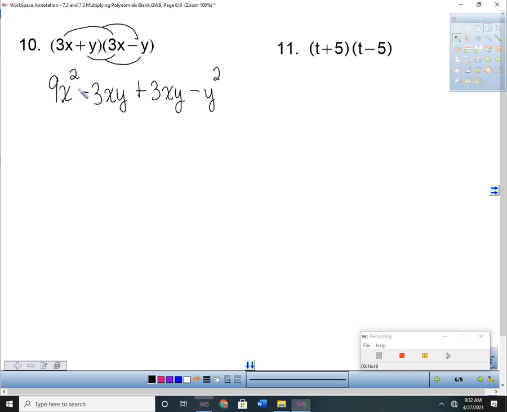So again, these all have a degree of 2, right? 2, 2, 2, 2. So I'm going to start with anything that's just the x. So 9x squared. Then if you look at your xy term and your xy term that are like terms, one's a negative 3, one's a positive 3. So these end up just canceling each other out. And then I have my minus y squared there at the back.